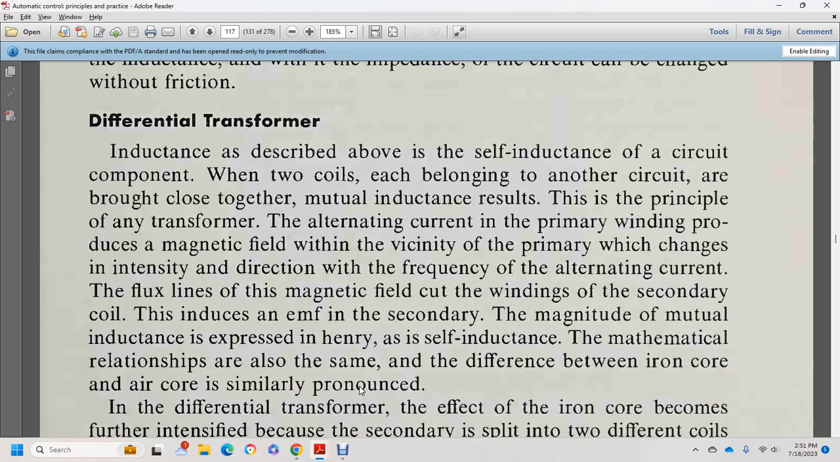Differential transformer inductance is described above with the self-inductance of a circuit. When two coils of each belong to another circuit and the probes are closer together, the result is mutual inductance. This is the principle of any transformer.